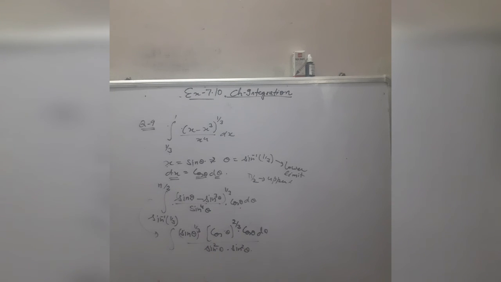In the next step, this sine raised to power 4 can be written as sine square theta into sine square theta. Now taking one sine square with cos, this is cos theta raised to power 1 by 3 here, and when you shift the other sine square, it becomes sine raised to power 2 minus 1 by 3, which becomes sine raised to power 5 by 3.